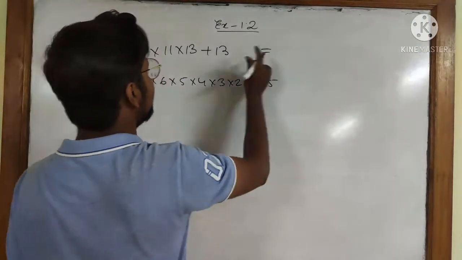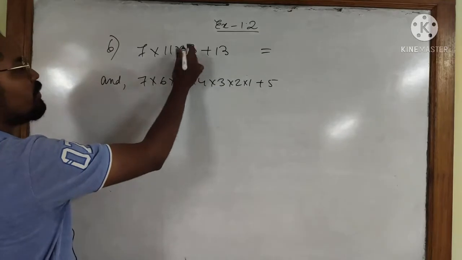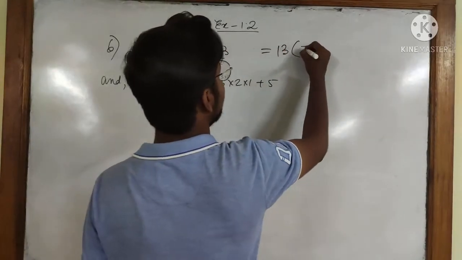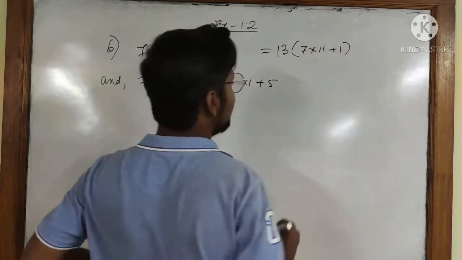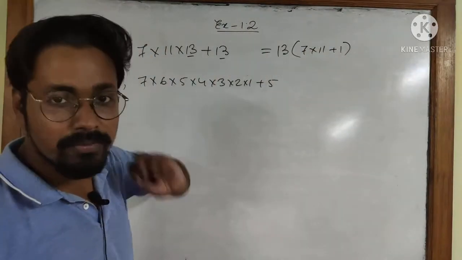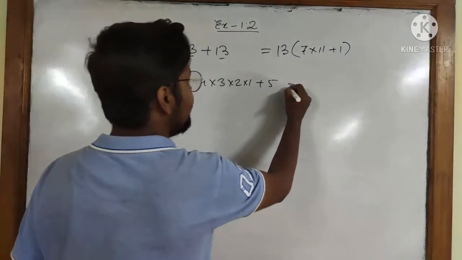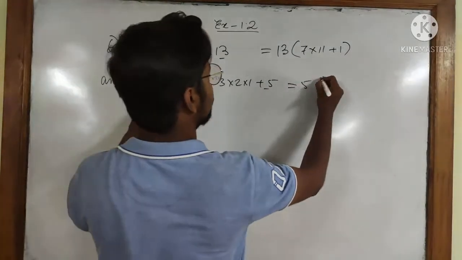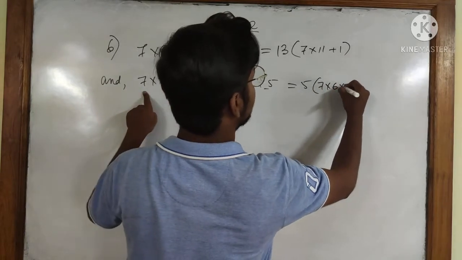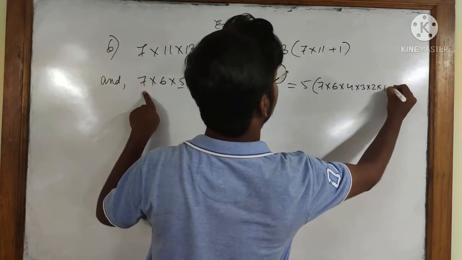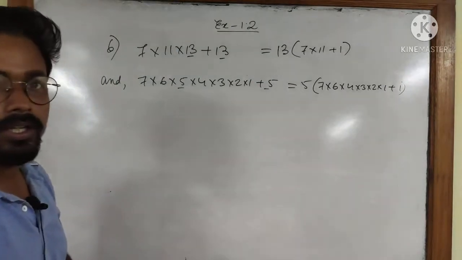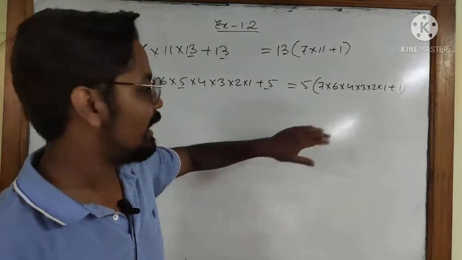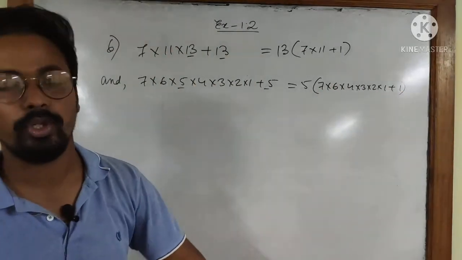So here you can see we have two terms. In the first term we have 13, here also we have 13. So if I take 13 common, then I can write 7 into 11 plus 1. That means 13 is one of the common factors. In this case, we can take 5 common. So here we have 7 into 6 into 4 into 3 into 2 into 1 plus 1. So as this number is divisible by 13, it obviously will be composite, and as this number is divisible by 5, it will also be composite.